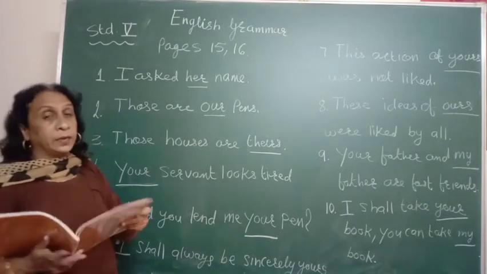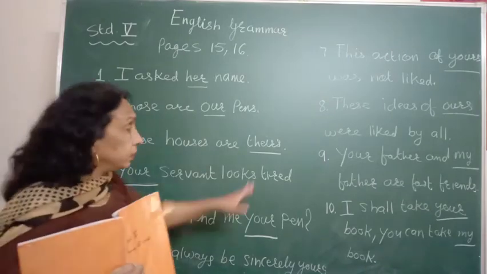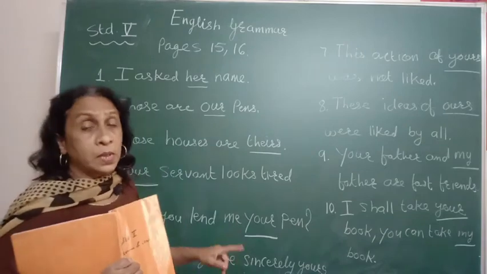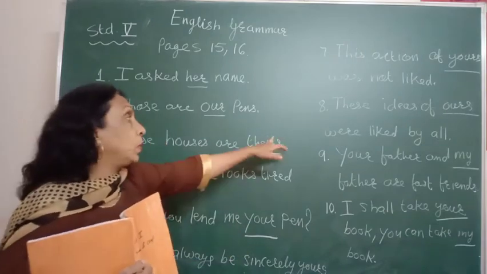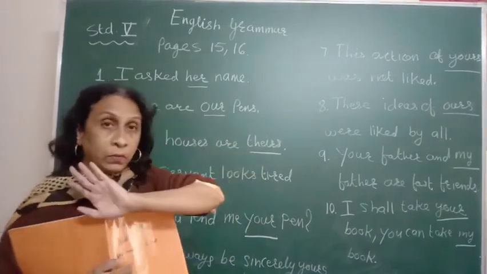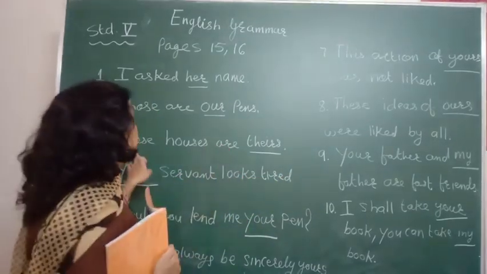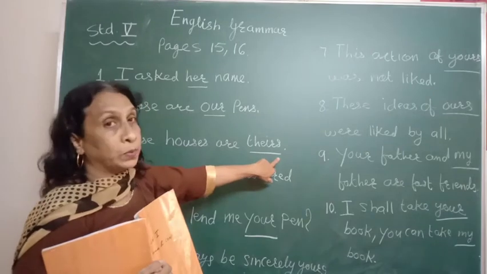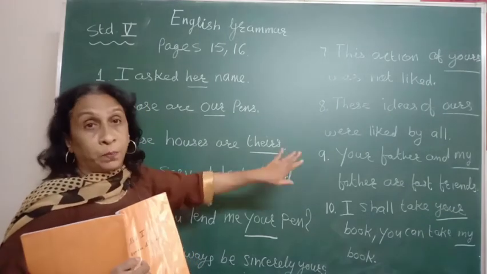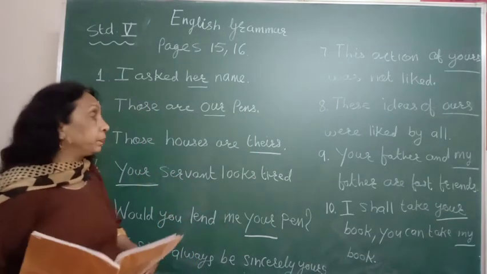Then look at the third sentence. Those houses are theirs. Now here theirs, I have also written theirs, but what is the difference? In the book, what is there? Apostrophe S is given here. We have to not give apostrophe S over there. Instead of giving apostrophe, directly write S. Don't give apostrophe. Is it clear?